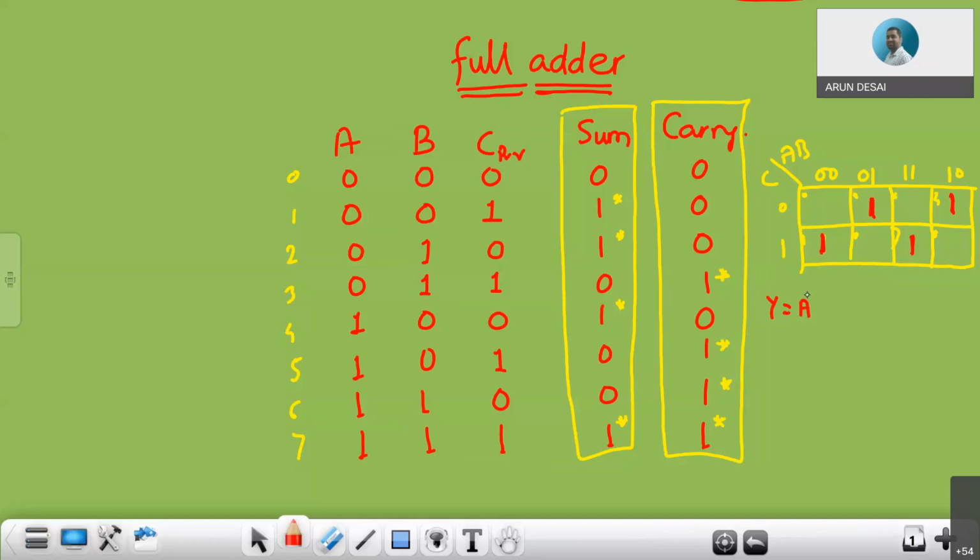A complement B complement C plus A complement B C complement plus A B complement C complement plus A B C. Right? This is the expression for sum. Now we'll try carry.